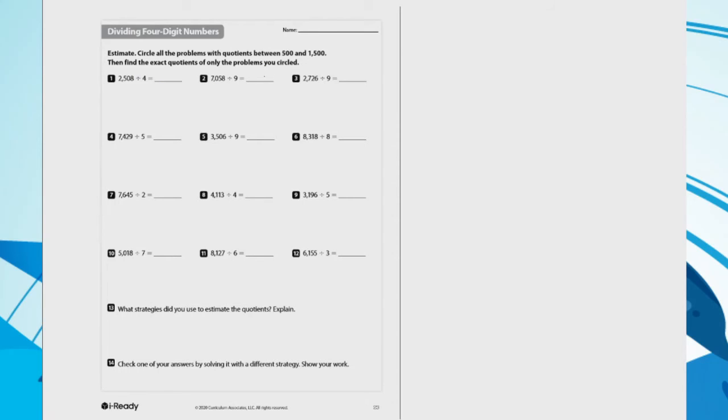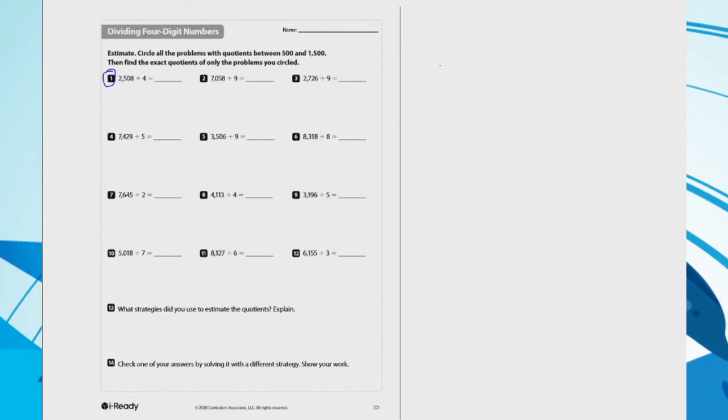So whether that be to the nearest 1,000 or the nearest 100, whatever you need to round to make it easier to estimate a quotient. And then if your answer falls between 500 and 1,500, you'll circle that question and solve for the exact quotient. So let's go ahead and start with number 1.